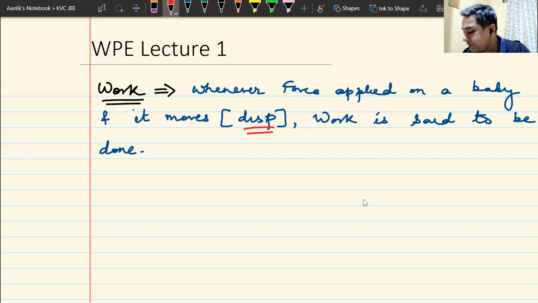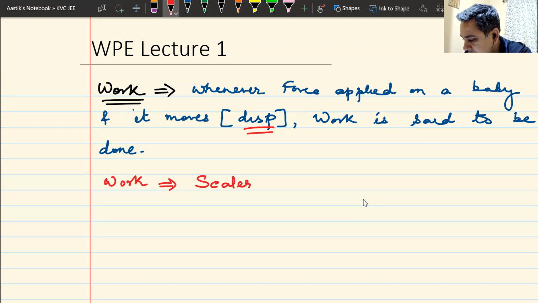What about work done? What type of quantity is work done? You must be knowing this, right? Scalar or vector? How many for scalar? Please raise hands. You don't know what type of quantity work done is? Scalar or vector? Okay. Work done is a scalar quantity. If you don't know it, you now know it. Work is a scalar quantity.